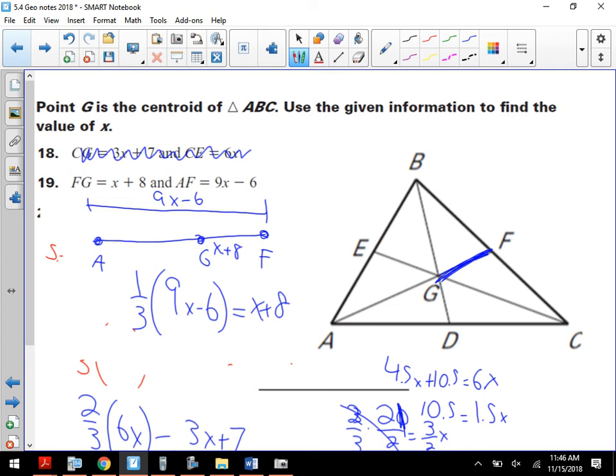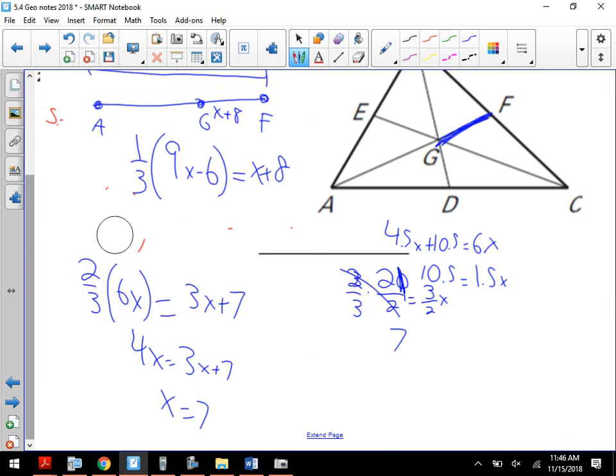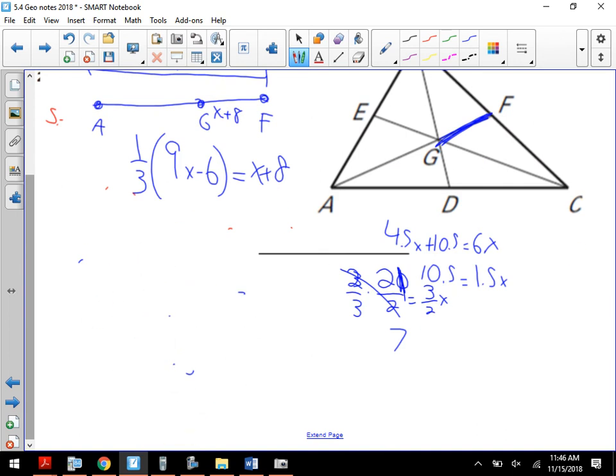What's 1/3 of 9? What's 1/3 of 6? 2. So we get 3x minus 2 is x plus 8. So quick move around. I didn't label it. Vertex, centroid, side. Subtract x, add 2. 2x is 10.